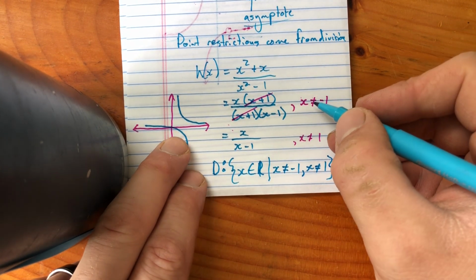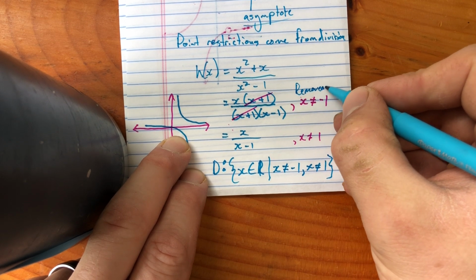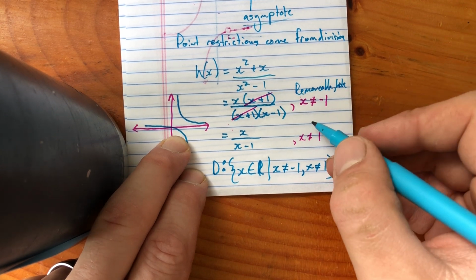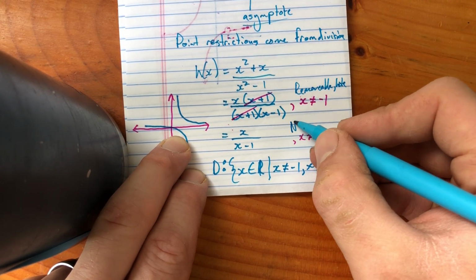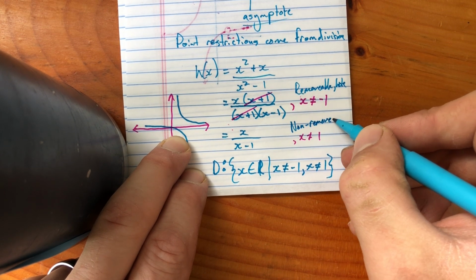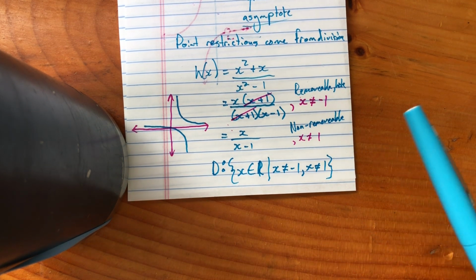Now, we say that this restriction is a removable, or a hole. And we say that this restriction is non-removable, or an asymptote. And that's restrictions, point restrictions.